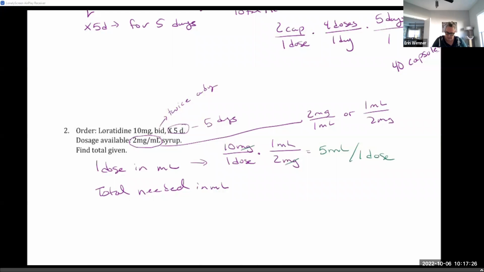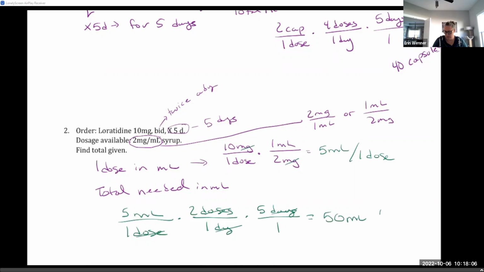To come up with the total needed in milliliters, I'm going to do 5 milliliters over one dose times 2 doses in 1 day times 5 days over 1. Or you could write over total given or something like that. But again, we don't really worry about what the denominator is on that last piece, because as we move through, our doses will cancel, our days will cancel, and I get 5 times 2, which is 10, and 10 times 5 gives me 50 milliliters total is what we need.